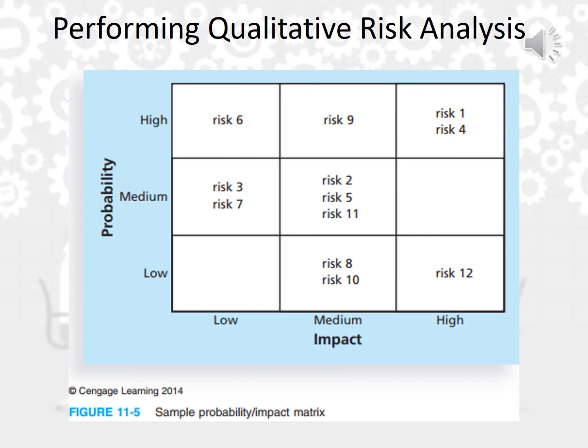The rest of the risks are distributed elsewhere. For example, risk 2 is medium in both, similar to risk number 5 and risk number 11, while risk number 8 is low in probability but medium in impact. So different risks with different classifications will help the project management team and developers to keep their attention on the high risks in terms of probability as well as impact.